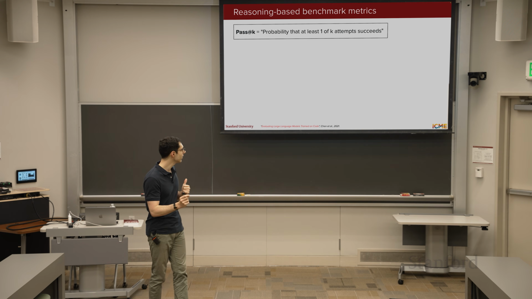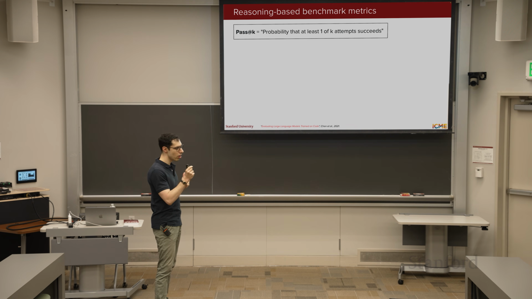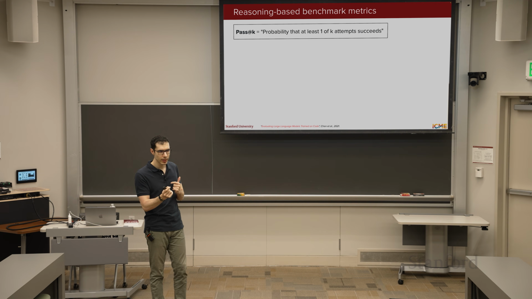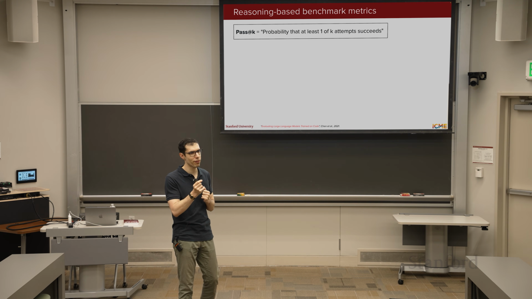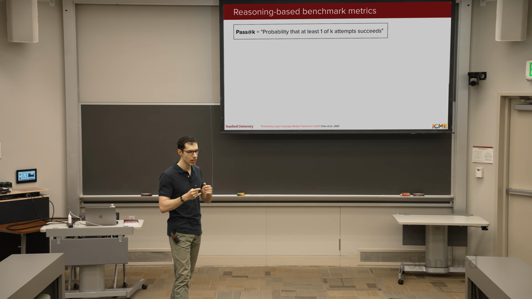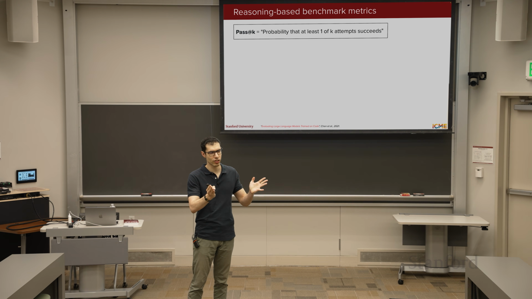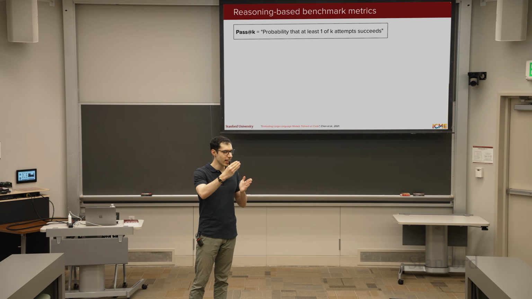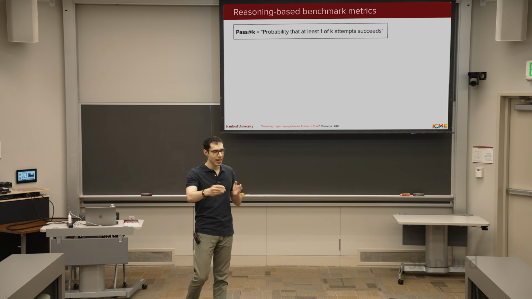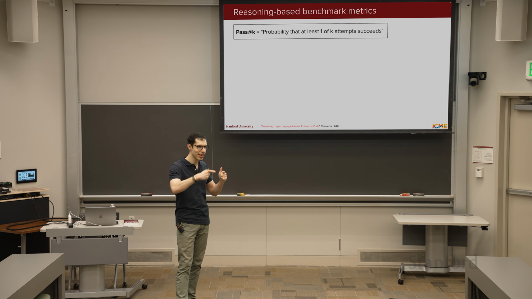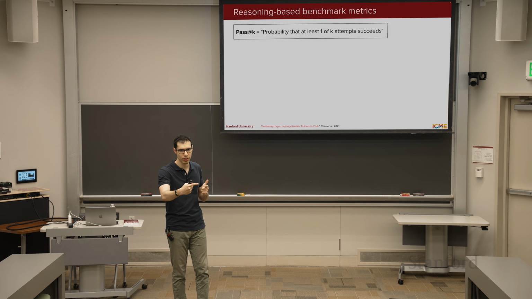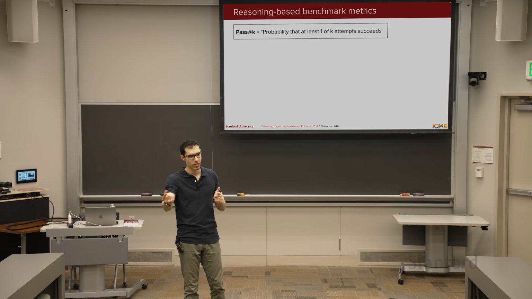Pass at k is by definition a metric that tries to estimate the probability that at least one of k attempts succeeds. So here what we're saying is, let's suppose we have some coding problem. We tell our model to generate k answers, and pass at k is the probability that at least one of these k answers passes the test.